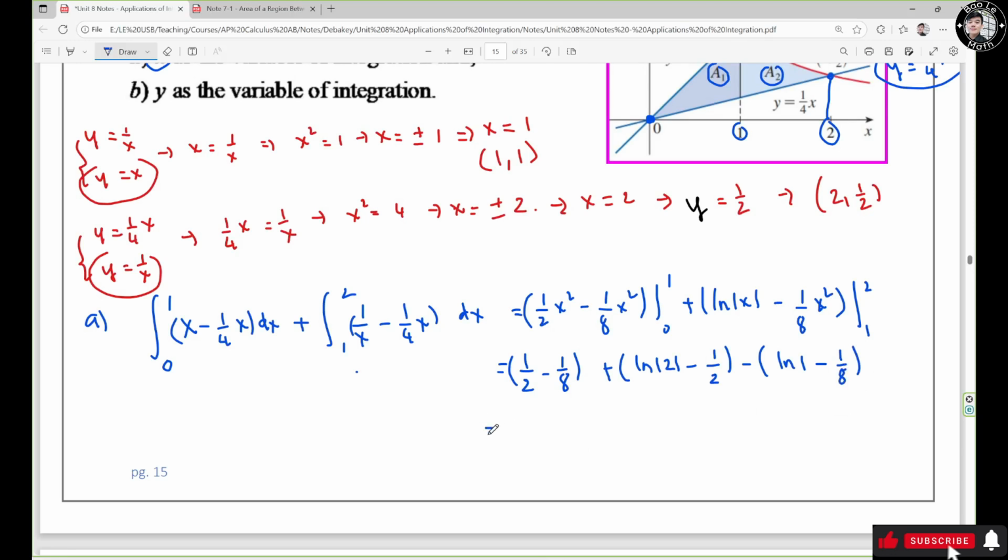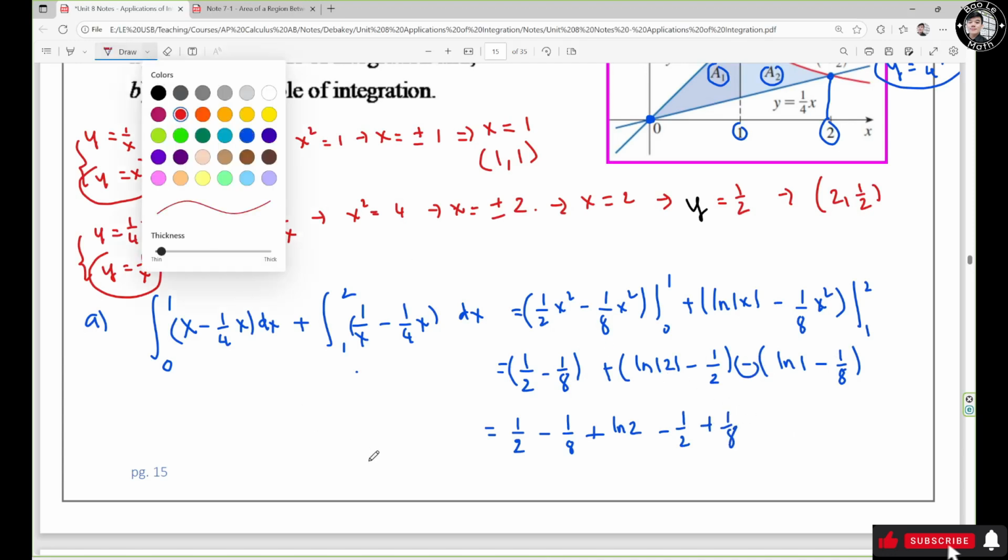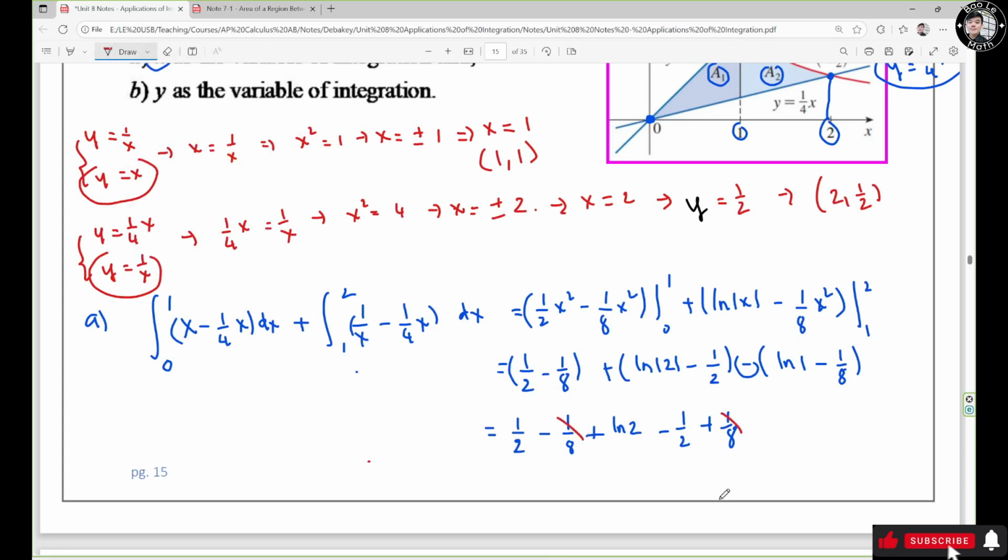Now I'm going to simplify this one. It would be 1 over 2 minus 1 over 8 plus the natural log of 2. I don't need the absolute value sign because this one is positive, right? Minus 1 over 2. The natural log of 1 equals 0, right? And for this one, distribute the negative 1 over here, it's going to be 1 over 8, right? This cancels out. This cancels out. The answer is the natural log of 2, right?